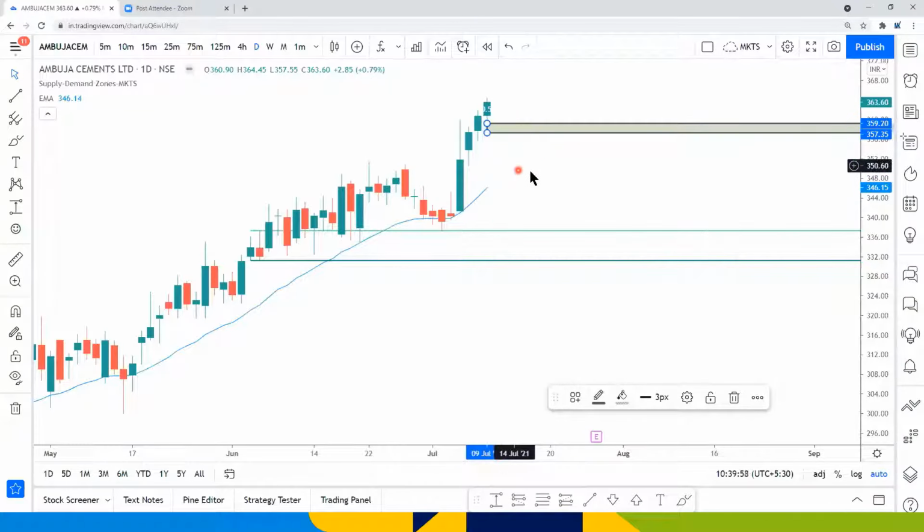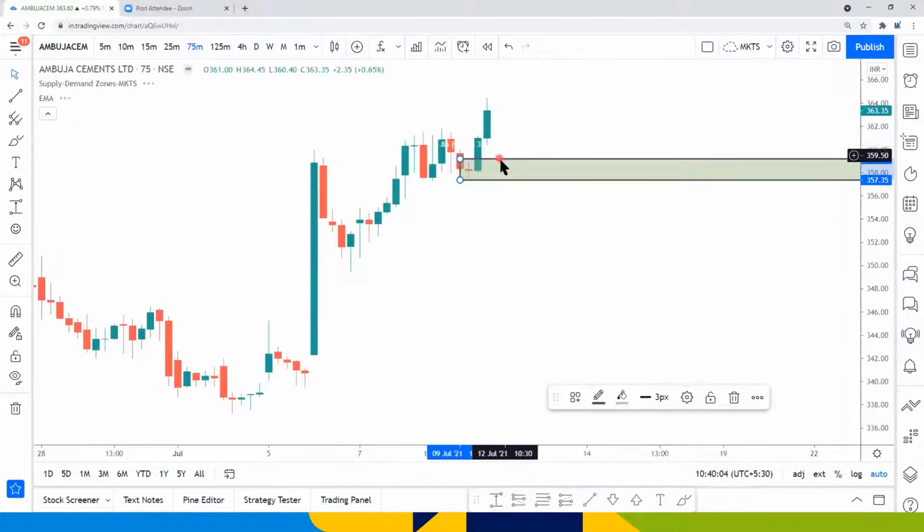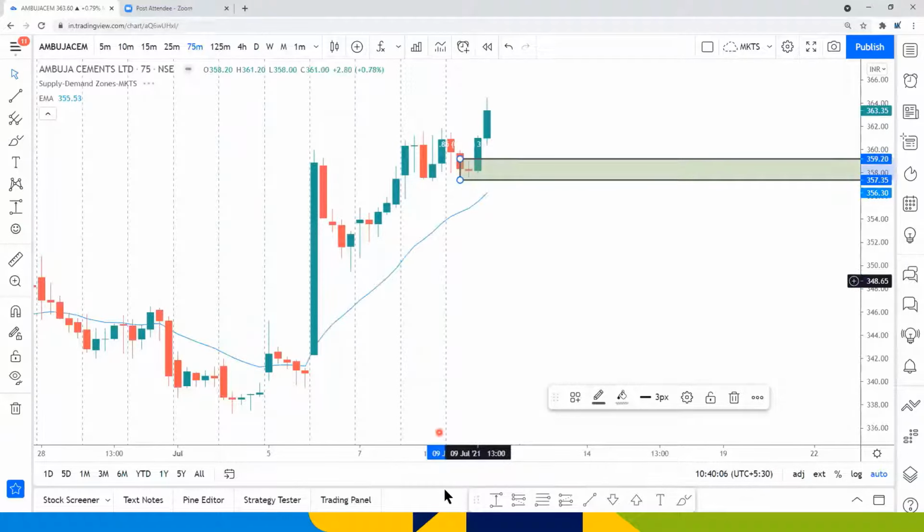So Ambuja Cement was one alert that we got. But okay, this is our interpretation. We have to avoid it since it's an extended zone. Next stock on the list, Bajaj Finserv.